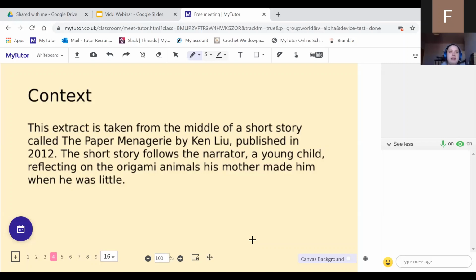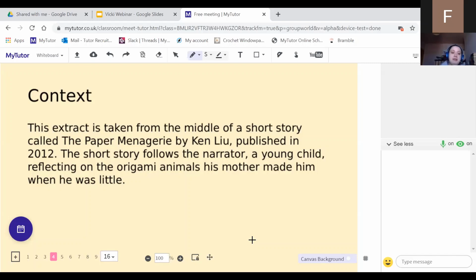The thing to say about this is you won't get literary canon texts. In the exam, you will get usually obscure short stories. So today I've chosen an obscure short story. This extract is taken from the middle of a short story called The Paper Menagerie by Ken Liu.